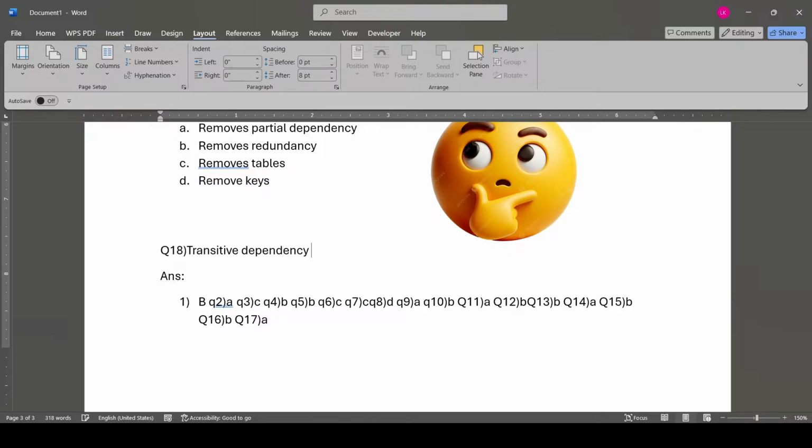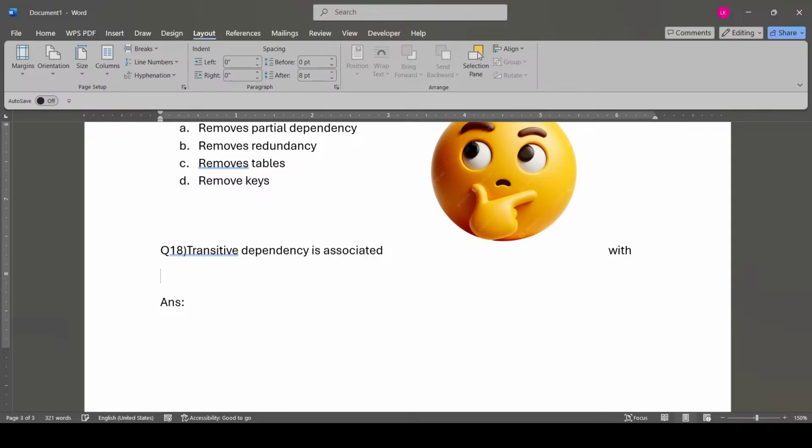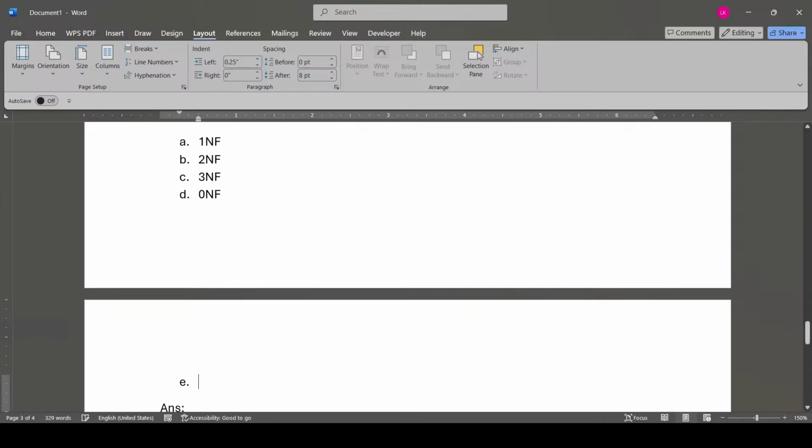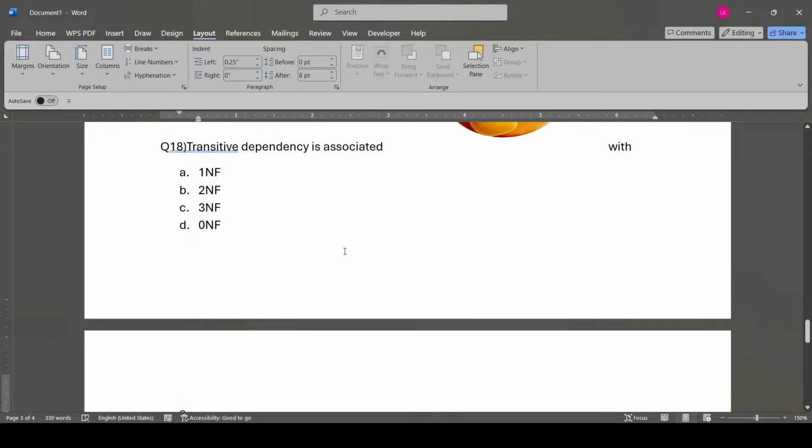Transitive dependency is created with. So options are here: 1NF, 2NF, 3NF, 0NF. So give me the answer of this question.